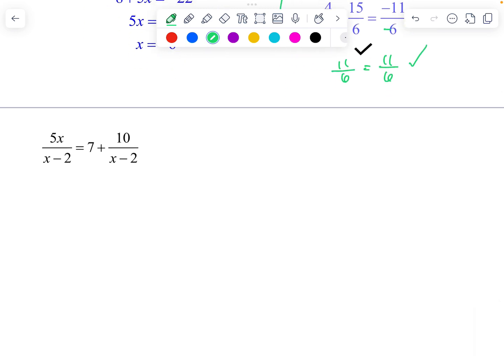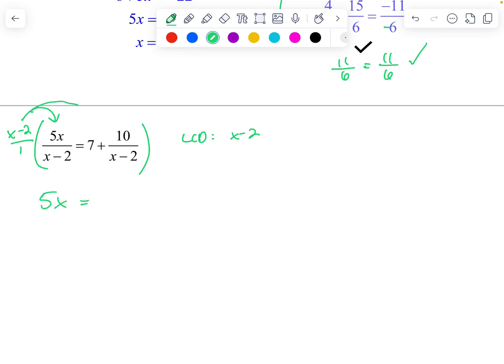Okay, next problem, we've got 5x over x minus 2 equals 7 plus 10 over x minus 2. Again, we're coming up with our LCD for our fractions. For this one, the only denominators that we have both have a denominator of x minus 2. So I'm going to multiply this entire equation by x minus 2, or x minus 2 over 1 if that's helpful for you. If I distribute that in, x minus 2 times 5x over x minus 2, well, those x minus 2's would cancel, and it would leave me with 5x.